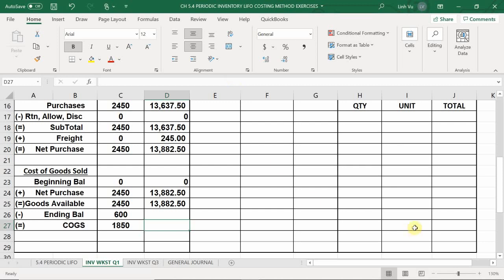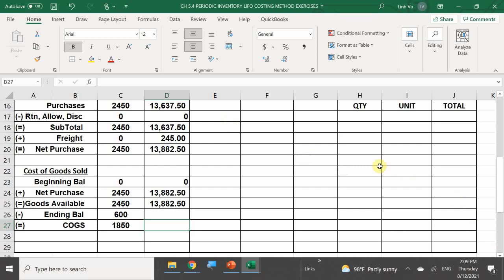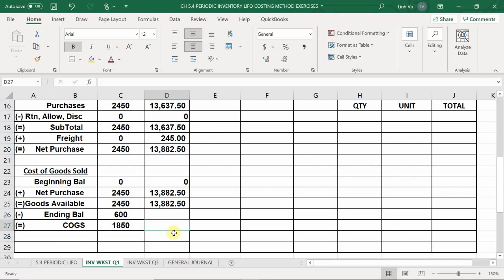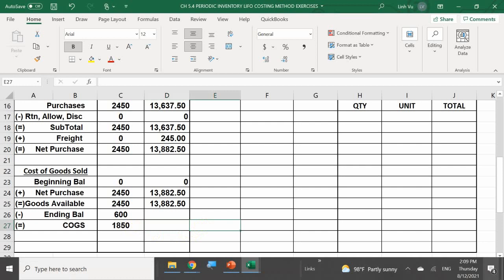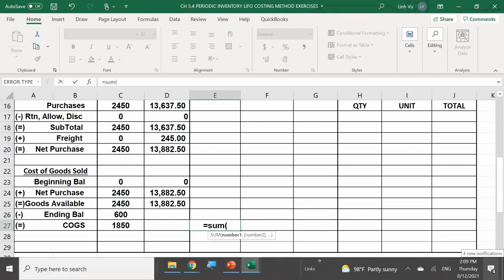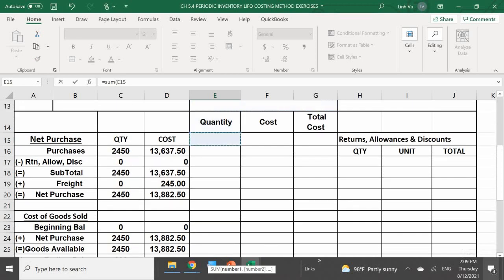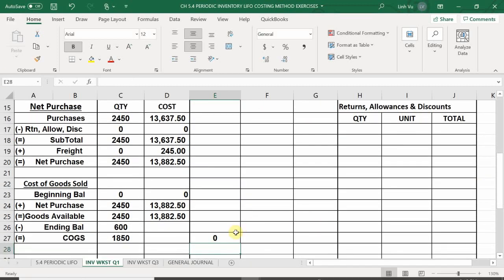Okay. So therefore, I'm going to create my running balance once again so that I can solve for my cost of goods sold. I'm going to do it right here so I can easily transfer the information over. So I'm summing, so that I can automatically find out how many items I've sold, but at the same time figure out my total cost as well.